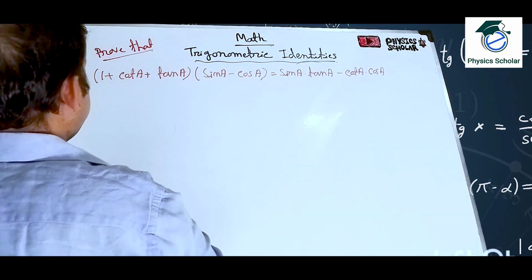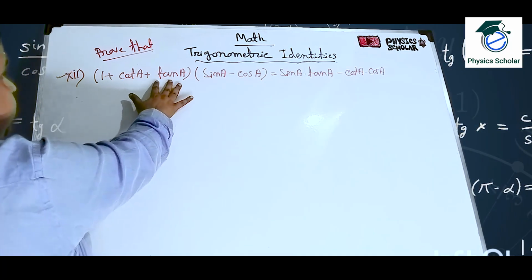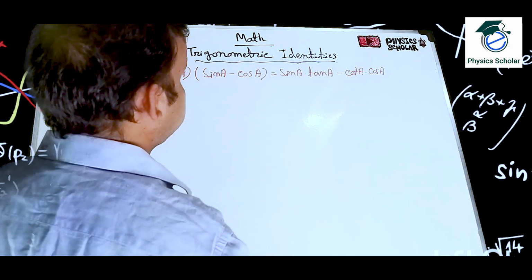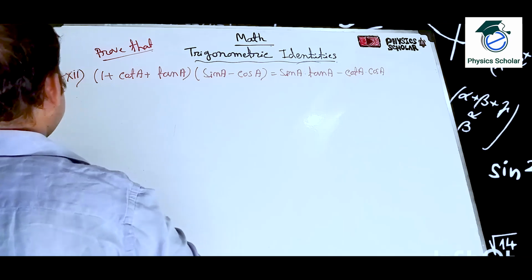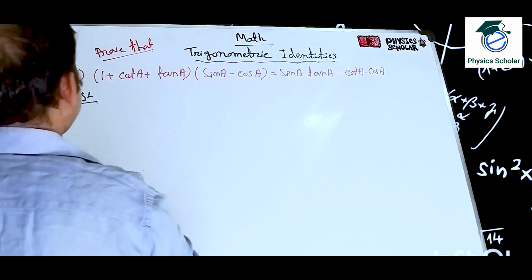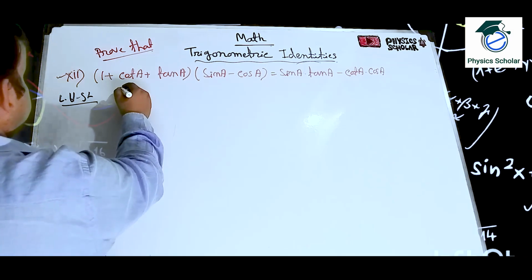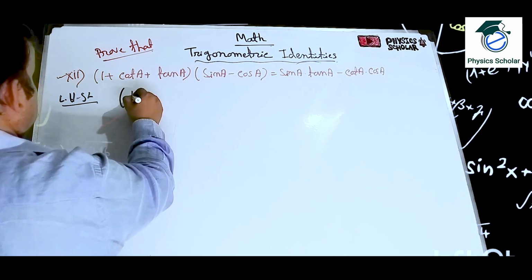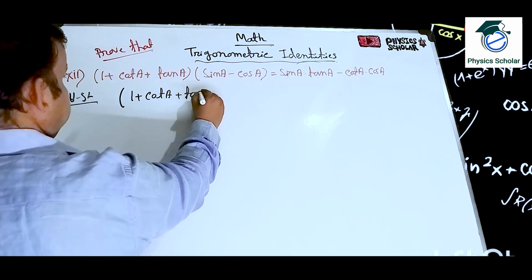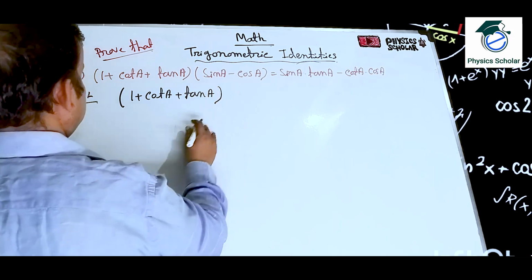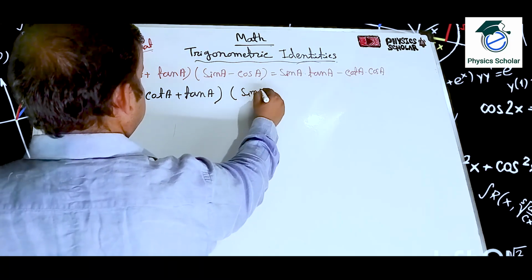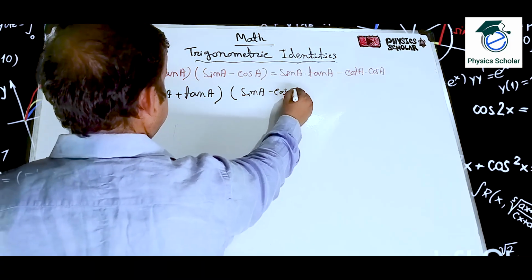Clear? What is that? 1 plus cot A plus tan A into sin A minus cos A is equal to sin A tan A minus cot A cos A. That we have to prove. Clear? So now let us start. Take the left hand side as it is. Left hand side means 1 plus cot A plus tan A into sin A minus cos A.